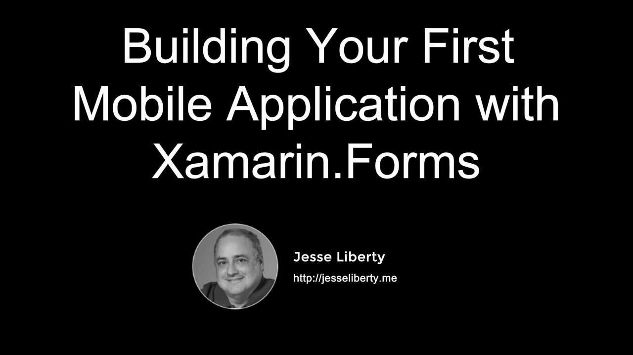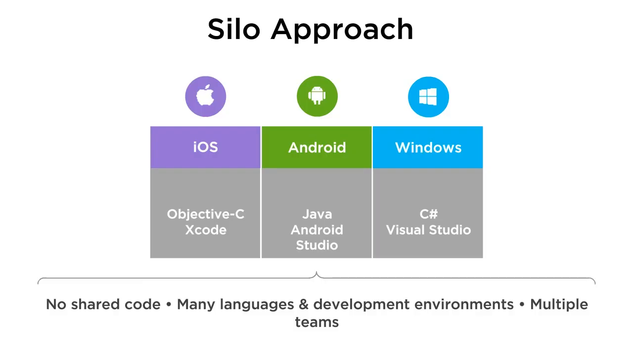In traditional mobile development, iOS, Android, and Windows were each written with different development languages, using different IDEs. There was no shared code, and you needed to know 3 different languages and 3 different development environments. Typically, this was done by having multiple teams.